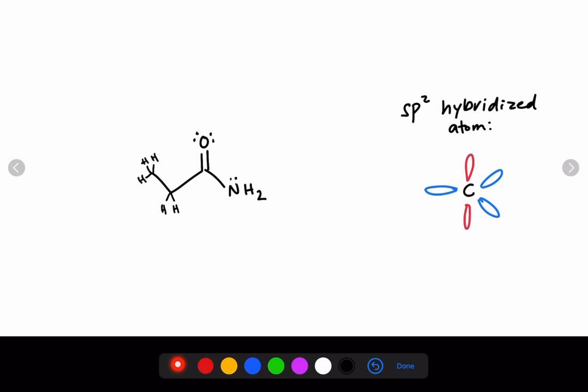Now the 2 carbons on the left end are both sp3 because they have 4 areas of electron density. This oxygen on the top is sp2 hybridized because it has 3 areas. This carbon right here is also sp2. And this nitrogen as well is sp2. If you don't understand why, please check out my video discussing hybridization in OCHEM.